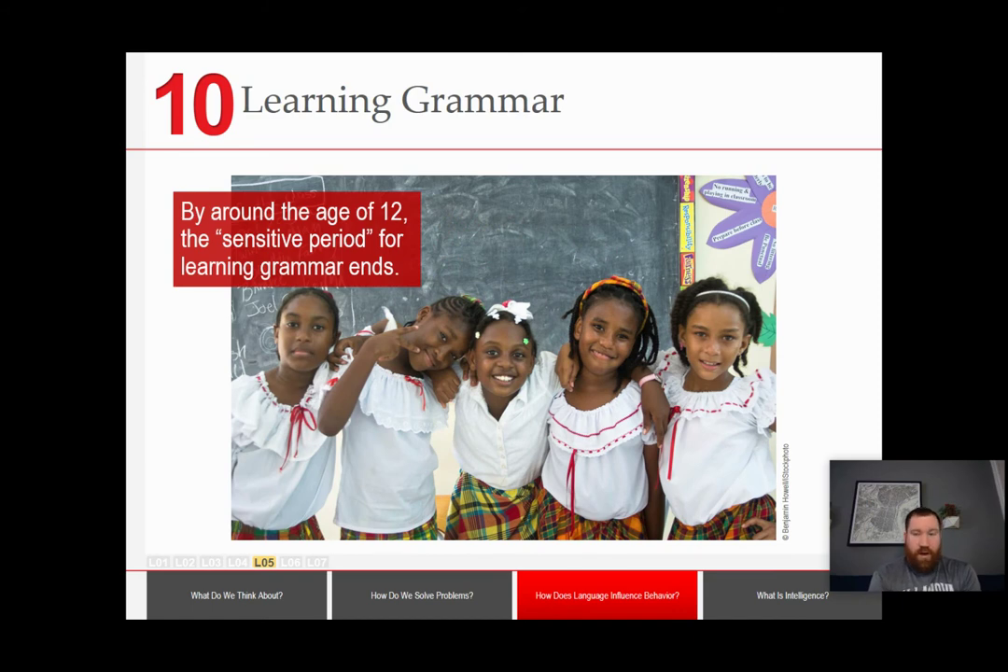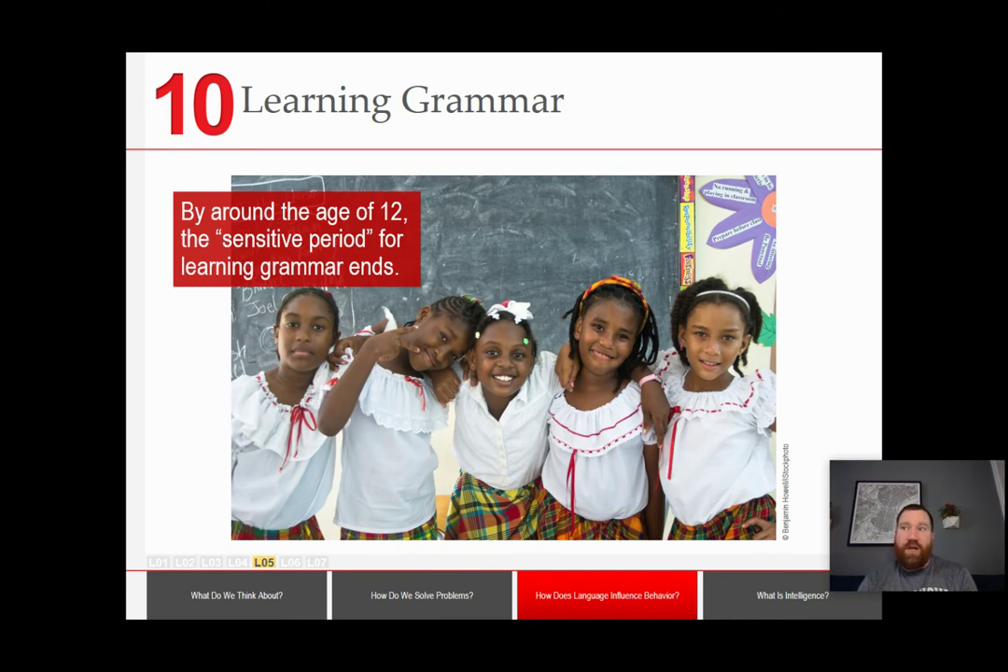Okay, grammar. Just like sensitive periods with producing phonemes, we have sensitive periods with learning grammar. By around age 12, the sensitive period for learning grammar ends. So if you have not learned the rules of a language by 12, it becomes much more difficult for you to do that. So even though, right, we're able to learn languages very easily, especially as a child, it becomes much harder as we get older.